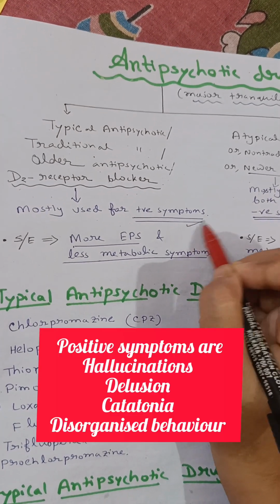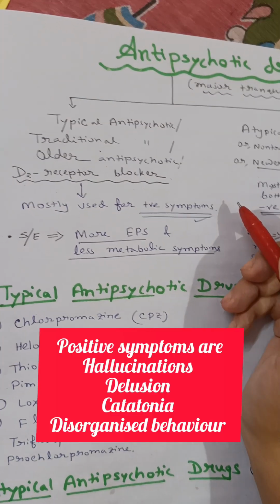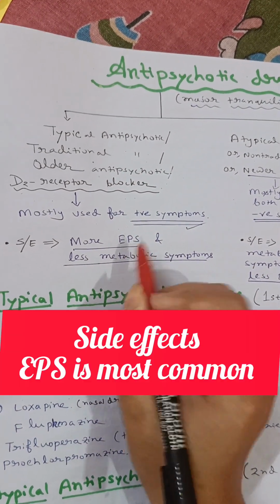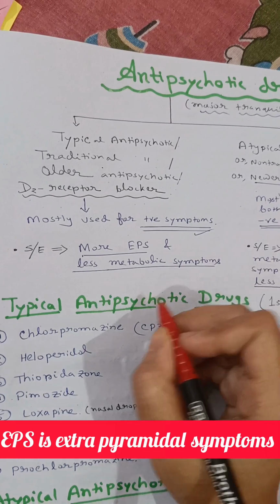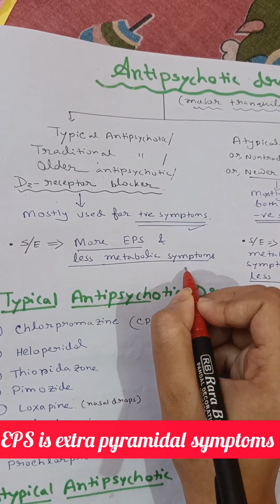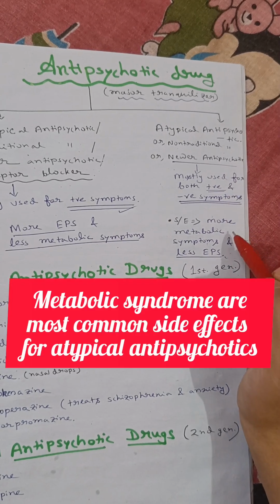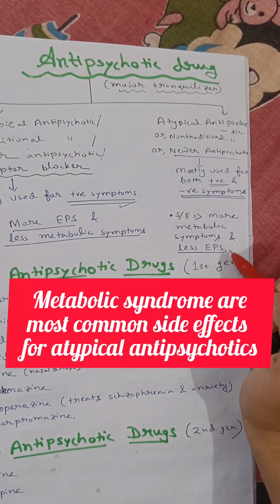Now, the typical antipsychotic drugs are mostly used for the positive symptoms of schizophrenia, like hallucinations, delusions, and catatonic behaviors. The most common side effect of the typical antipsychotic drugs is the extrapyramidal symptoms, and the metabolic symptoms are a less common side effect. The most common side effect for the atypical antipsychotic drugs is the metabolic symptoms, and less common is EPS.